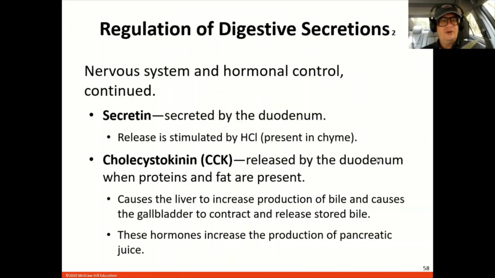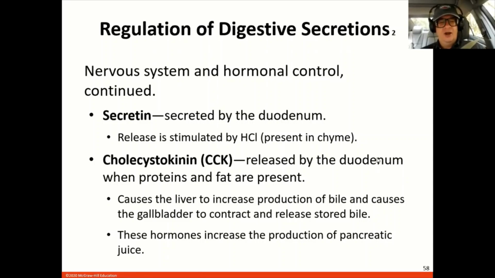All right, so nervous system and hormonal control. Secretin is released by the duodenum. Remember, there are three parts of the small intestine: the duodenum, the jejunum, and the ileum. So, first part of the small intestine, just past the pylorus on the stomach, we have secretin, and it is released by hydrochloric acid in the chyme. Remember, chyme is the mixture of the acid and the food as your stomach mixes it up.